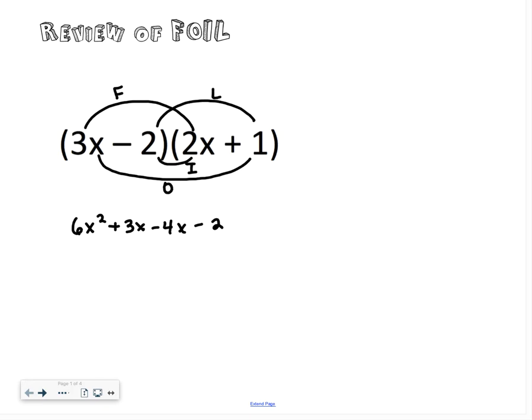And now the key to factoring using the reverse of FOIL is really those middle terms, the outer and the inner. So if I look at my outer and my outer is 3x and my inner is negative 4x. And if you notice, those two terms are like terms. So it combines to be 6x squared minus x minus 2.